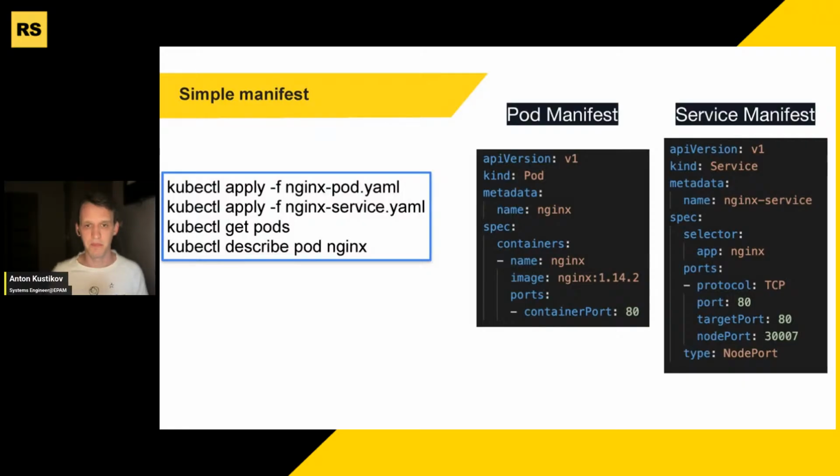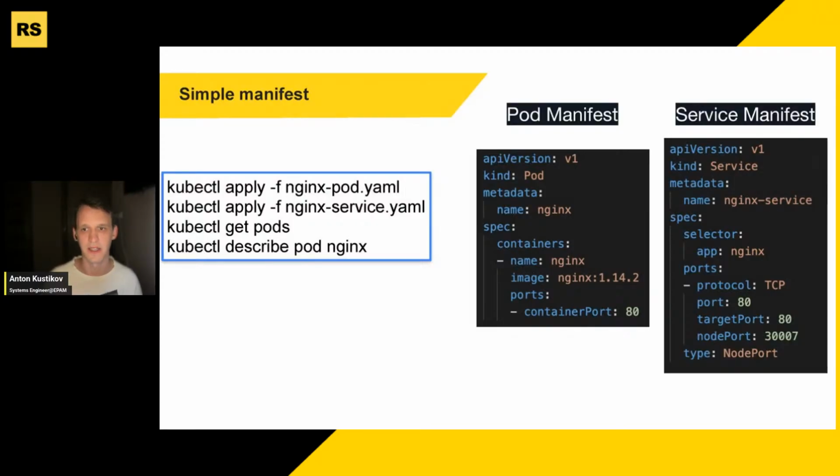But this pod will still not be accessible, even from your local machine or from the virtual machine you are running your Kubernetes cluster on, just because we don't have the service. And to create the service, we have a manifest at the right. So this is just a service. As metadata, we are just providing the name of the service.